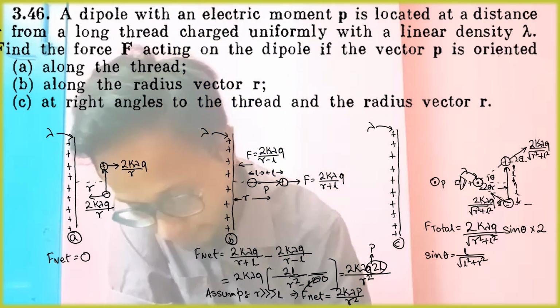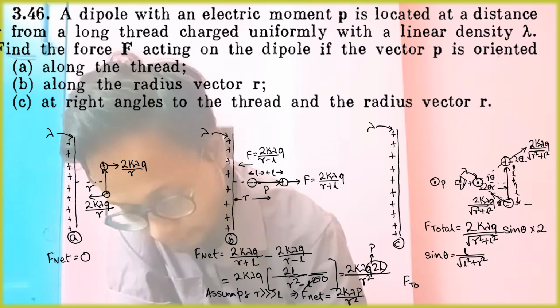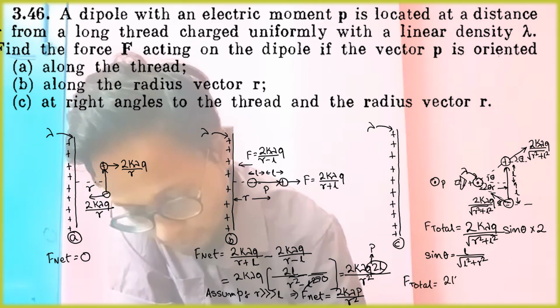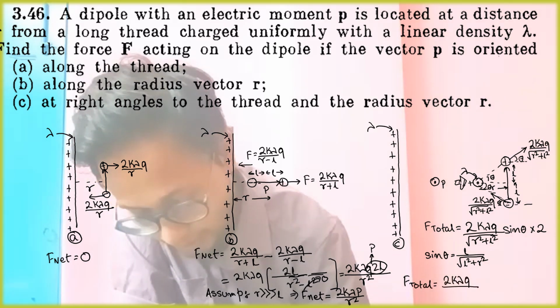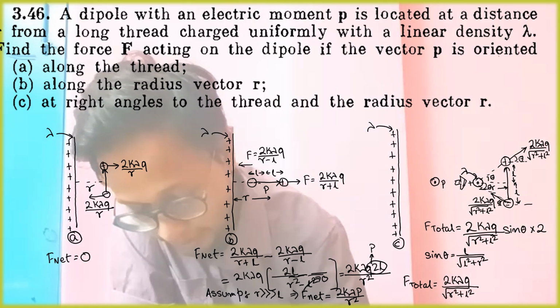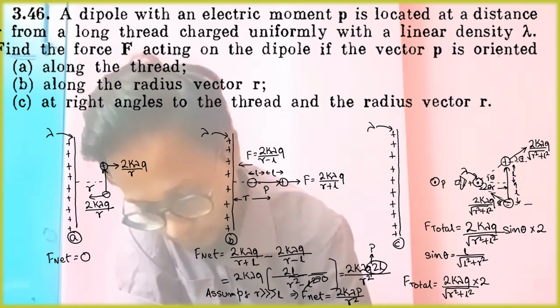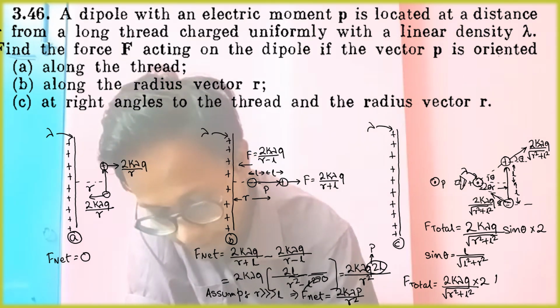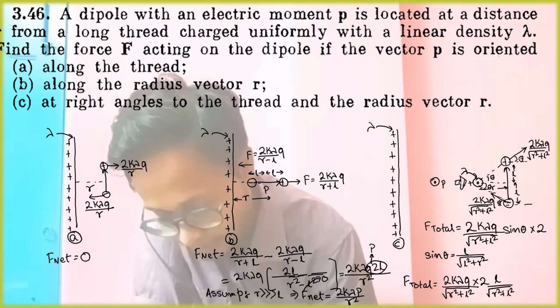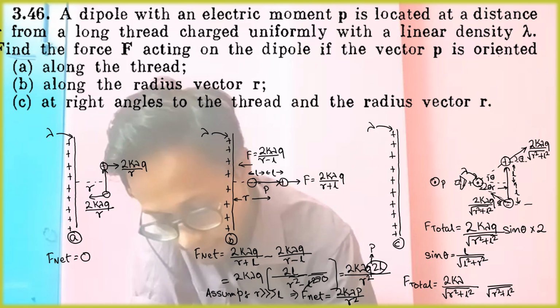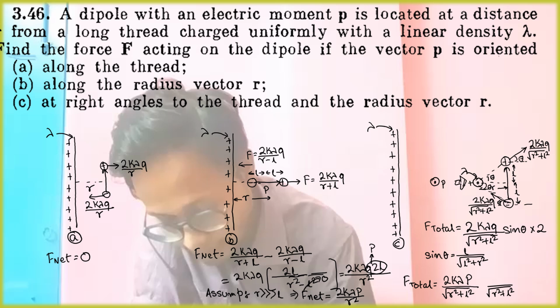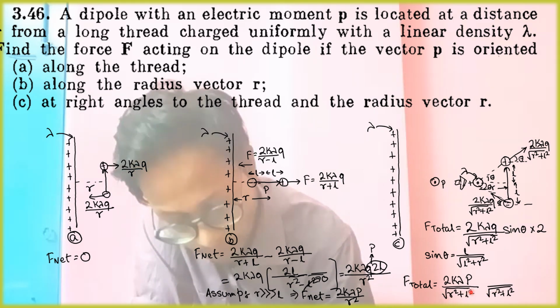Now if I substitute the value of sine theta, F total is equal to 2k lambda q by under root of R square plus L square, into 2, into sine theta. The value of sine theta is nothing but L by under root of R square plus L square. Now see, q into 2L is nothing but the dipole moment, p. R square plus L square into R square plus L square is nothing but under root of R square plus L square whole square.